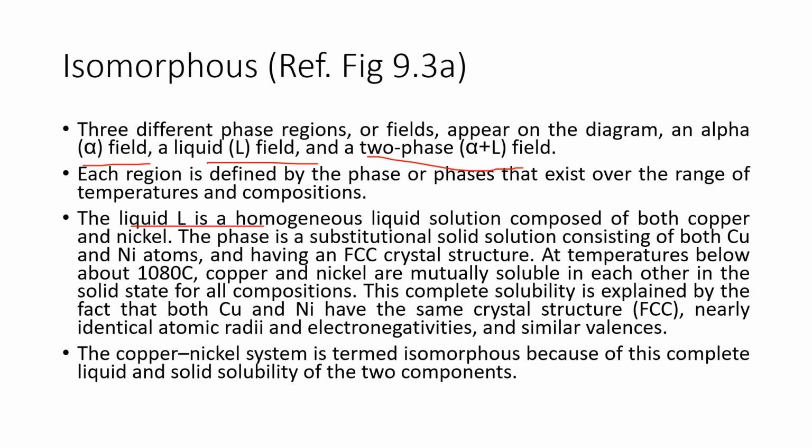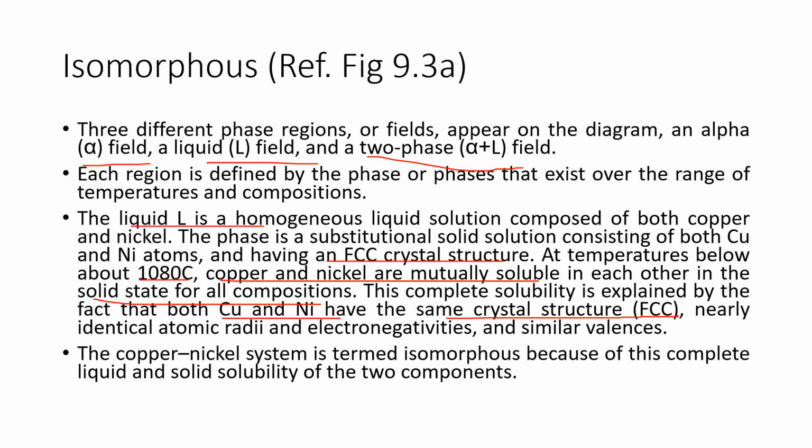The alpha phase is a substitutional solid solution consisting of both copper and nickel atoms and having an FCC crystal structure at temperatures below 1084 degrees centigrade. Copper and nickel are mutually soluble in each other in the solid state for all compositions. This complete solubility is explained by the fact that both copper and nickel have the same crystal structure, FCC. When two substances have the same crystal structure, FCC or BCC, they are soluble in the solid state as well.